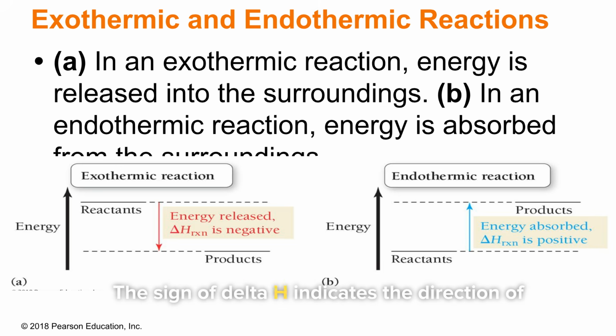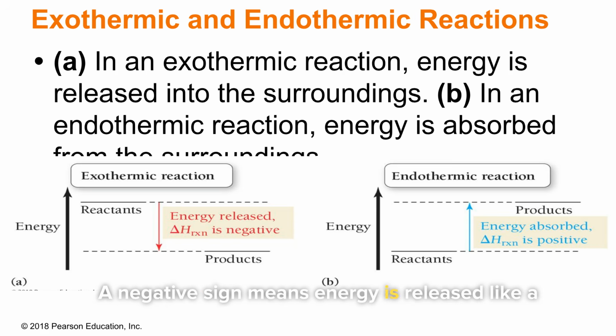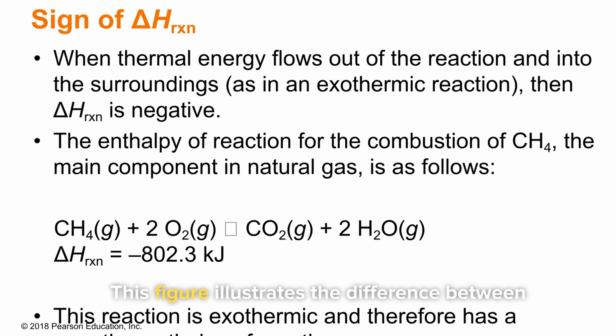The sign of delta H indicates the direction of energy flow. A negative sign means energy is released, like a withdrawal, while a positive sign means energy is absorbed, like a deposit. This figure illustrates the difference between exothermic and endothermic processes, showing how energy moves either out into the surroundings or into the chemical system.